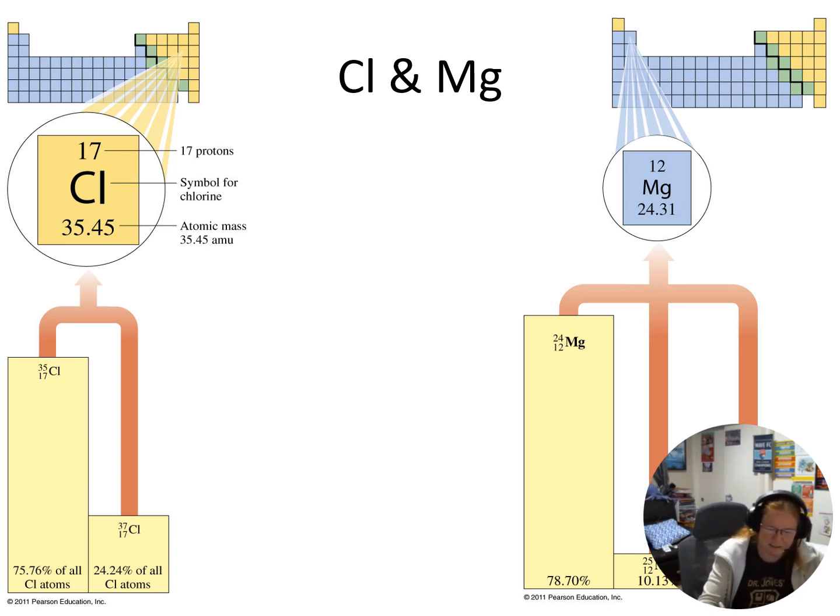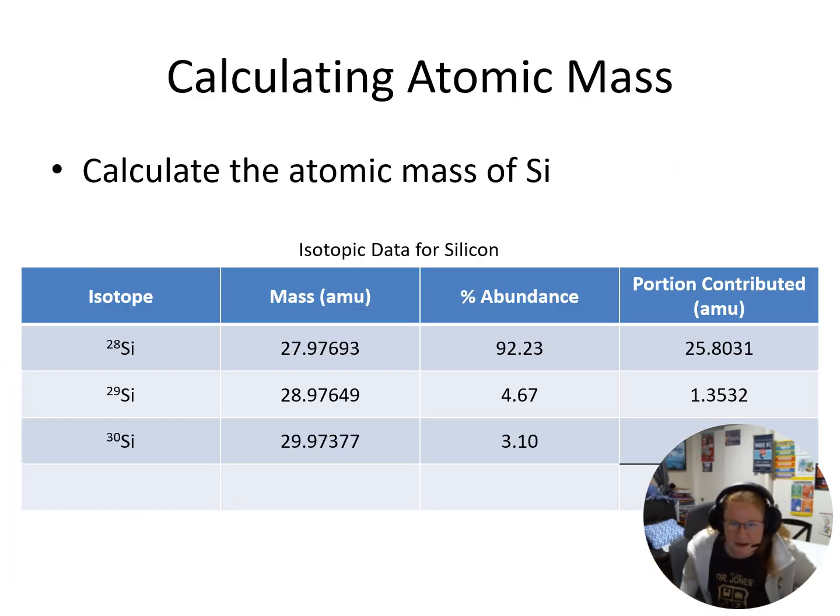All right. Okay, so we know that we have to look again at that weighted averaging. We look at our mass and multiply it by the percent abundance in decimal form. Here I have the data for silicon. Calculate the atomic mass of silicon. We'll pause, you calculate that, and then unpause and see if you're correct.